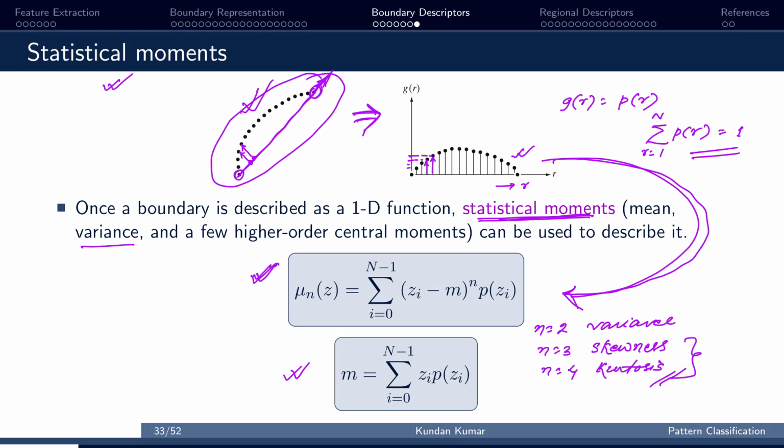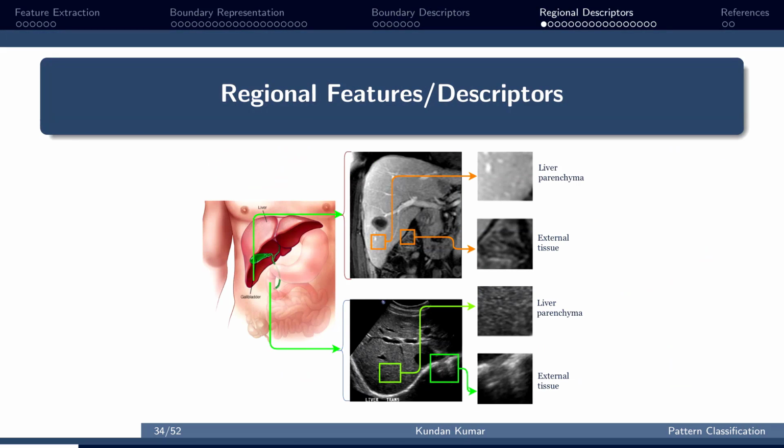We will solve one problem on these statistical moments, but first we need to discuss different topics. Now let us discuss the regional features or regional descriptors, just after the boundary descriptors.